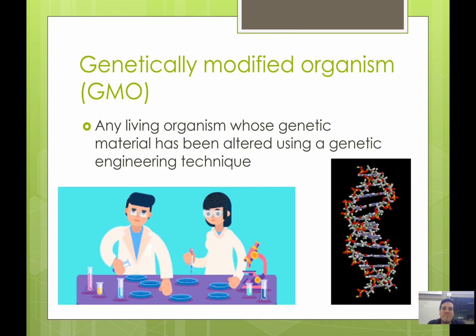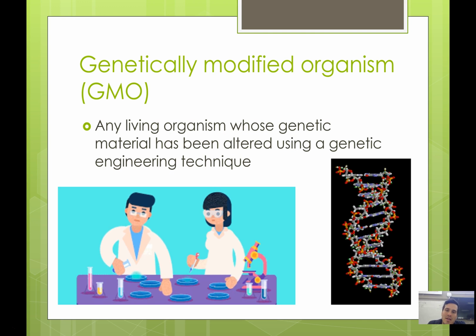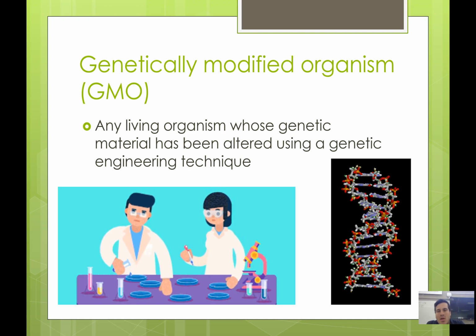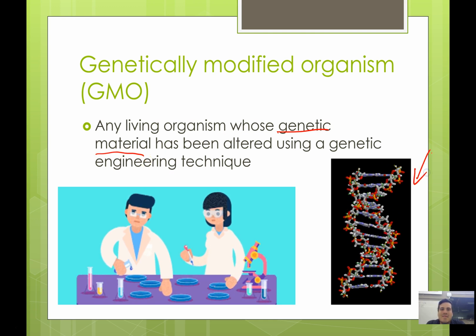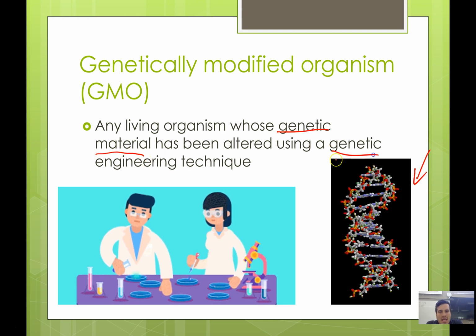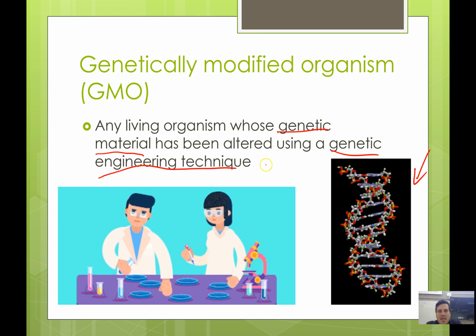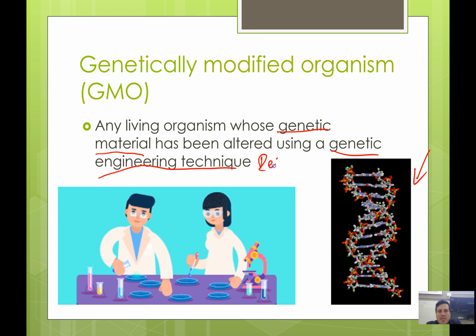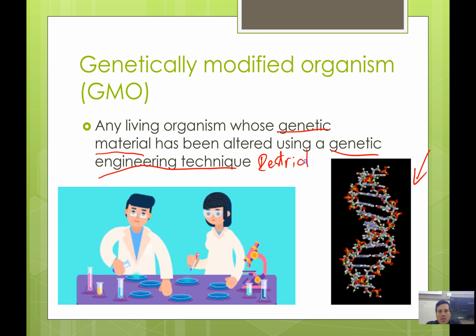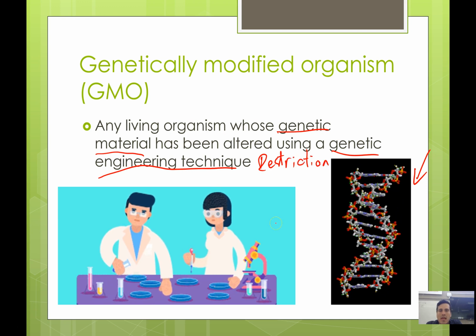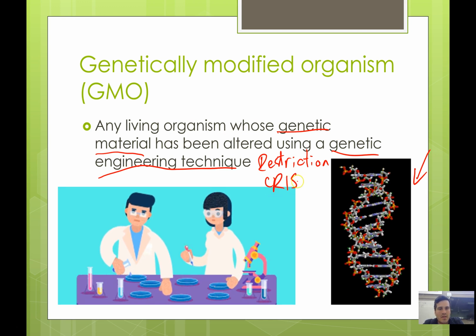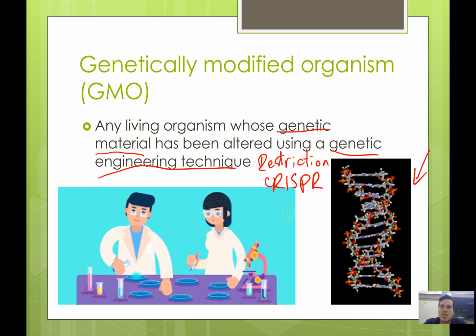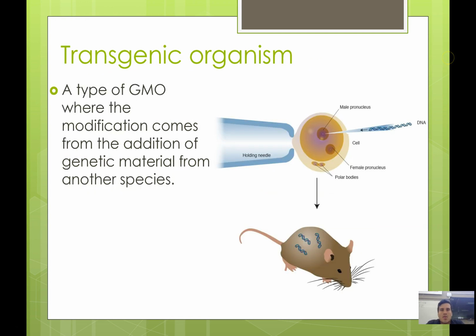So what's a genetically modified organism? A genetically modified organism is any living organism whose genetic material, so DNA, has been altered using a genetic engineering technique. So something like restriction enzymes, endonucleases are restriction enzymes, or CRISPR, our favorite restriction endonuclease. Transgenic organisms, on the other hand, is a type of GMO.